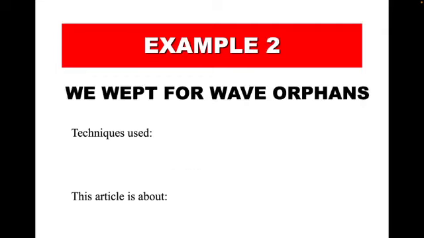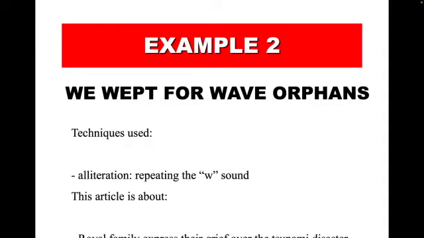Our next title of a tabloid article would be "We Wept for Wave Orphans." Again, what are the techniques being used, and what is this article about? So we have an alliteration here with that repeating W sound: we wept and wave. And what this article was on was the royal family expressing their grief over the tsunami disaster.